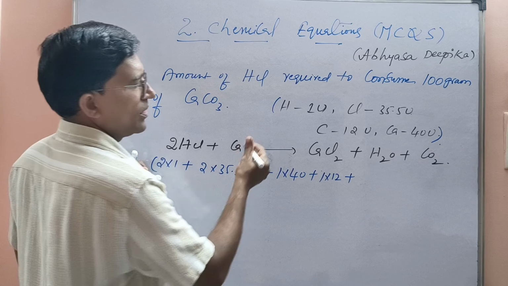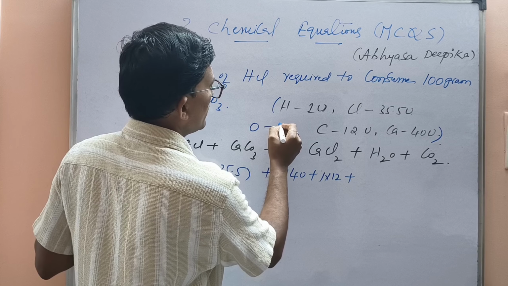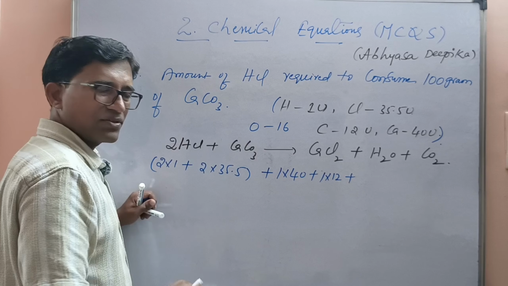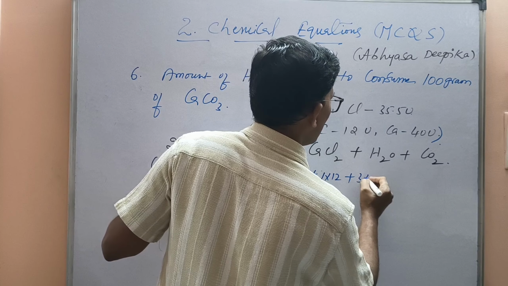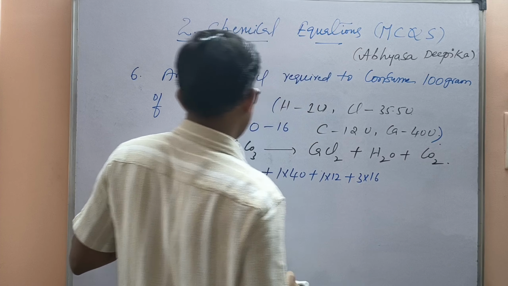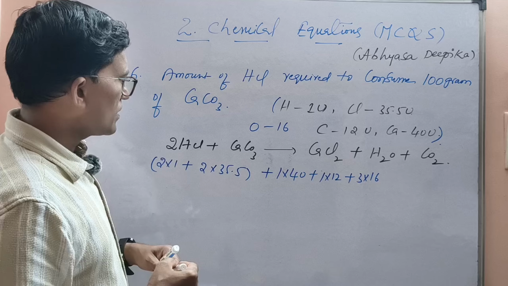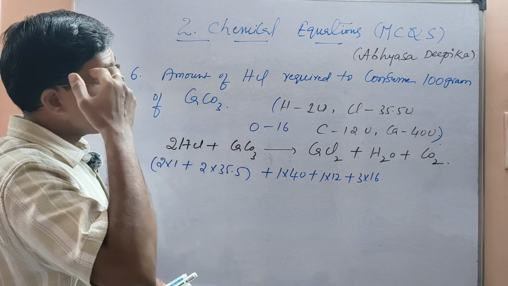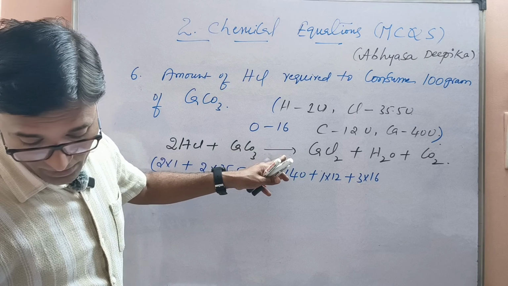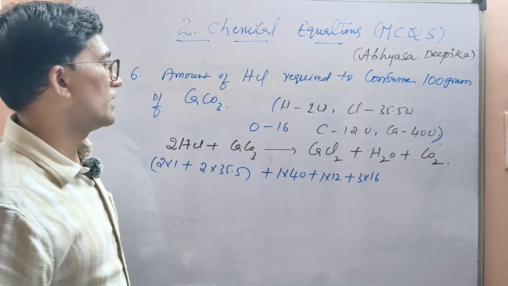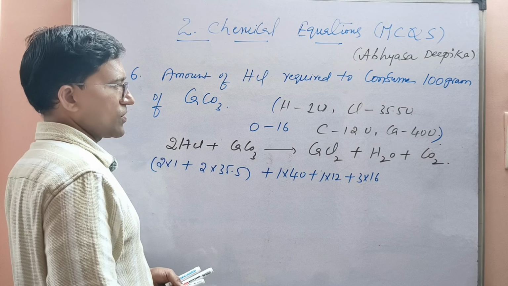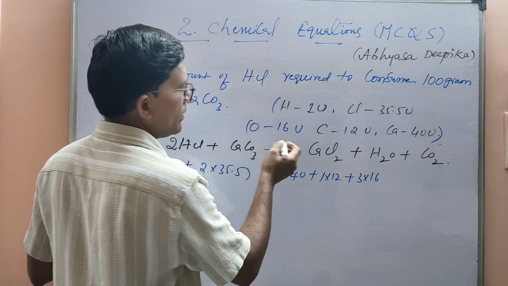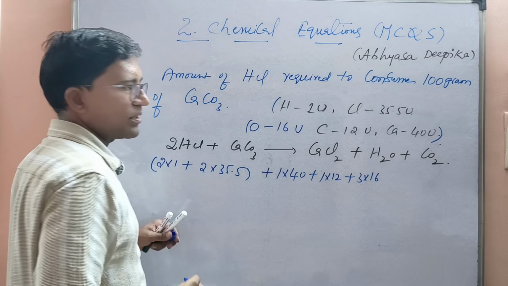Oxygen he did not mention, so I did not write it now. Oxygen is 16. How many oxygens are there? 3 oxygens, that is 3 into 16. Now, sir, is oxygen required or not? He did not mention it in this, but we need the oxygen atomic mass also. So oxygen mass is not given, I mentioned clearly, it is 16.